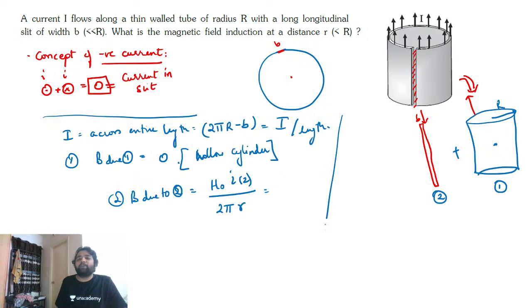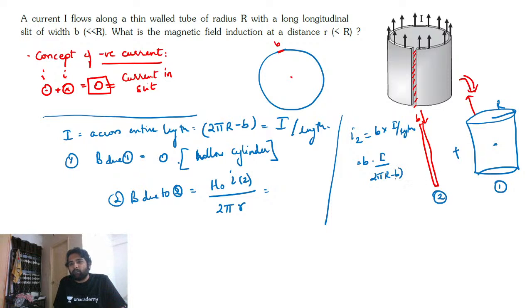What is the value of I2 here? I2 will be equal to width into current per unit length, which is equal to b into I by 2 pi into b, 2 pi into r minus b. ये हो गया. I2 will be equal to IB by 2 pi into r minus b. I hope this is clear.